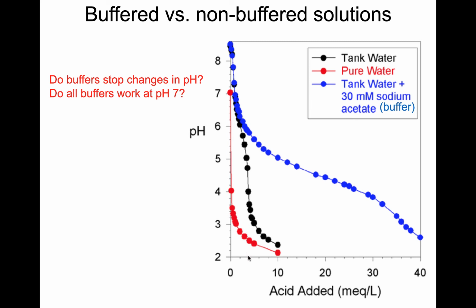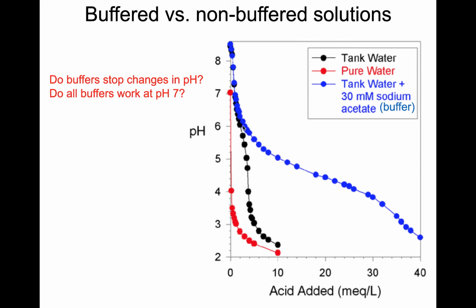The same amount of acid that we added that made these go down, what, 5 pH units? Look at this. The buffered solution only went down maybe 1 pH unit. So that's a buffer. It minimized the change in pH. Notice it still went down in pH. It still went from about 8 to about 6 or something like that. But compared to a non-buffer, that change is quite minimal.